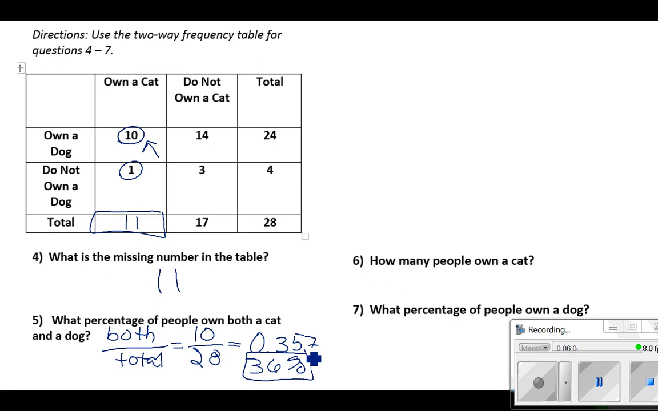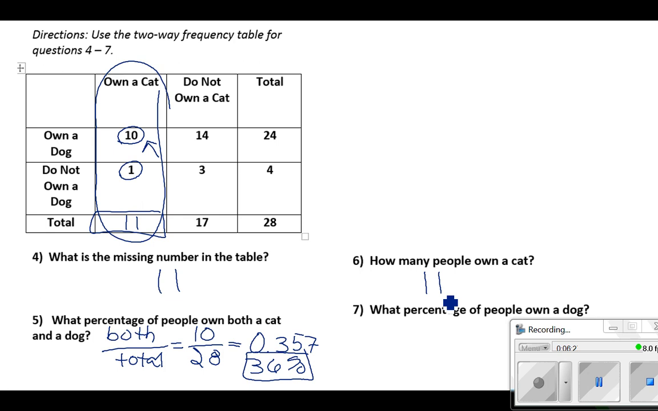Question 6, how many people own a cat? This one we're going to look at the own a cat, which is going to be 10 and 1. So we're looking at this whole column because all of those people own a cat. We're not concerned with who owns a dog or not, so we have to say 11 people there.